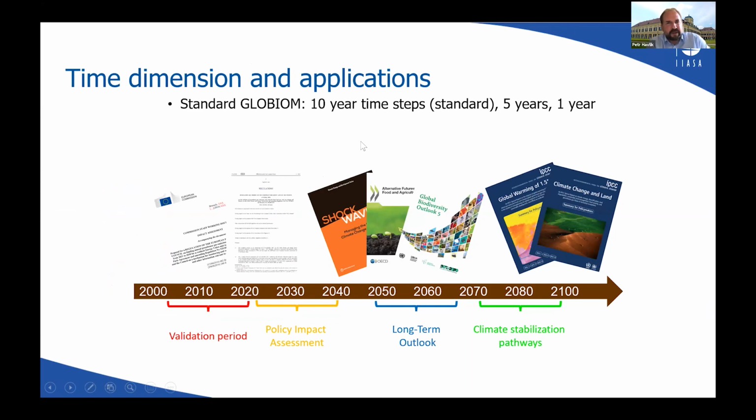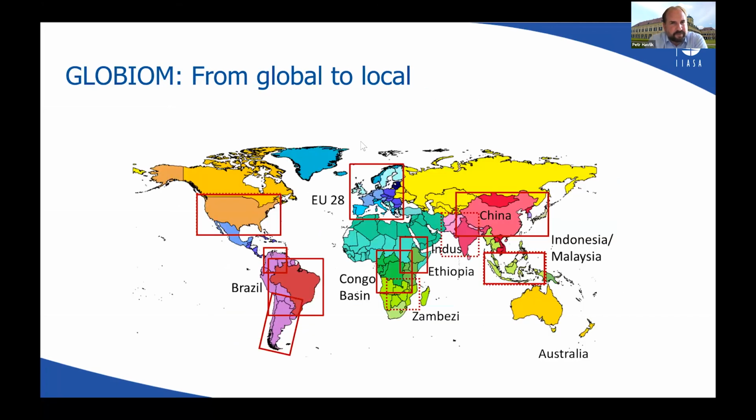This model is then used in various applications, starting from policy impact assessments supporting different national and regional governments. Of course, for instance, working with the European Commission on the development of European climate mitigation policies. It's used in the long term also for different outlook reports, such as the Global Biodiversity Outlook, or for work with OECD, World Bank, and so on. And as I already mentioned, in the very long time horizon for the climate stabilization pathways, feeding them into the IPCC assessment reports. But the model has many different regional variants.